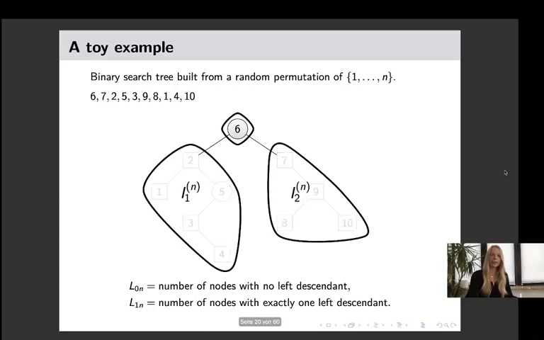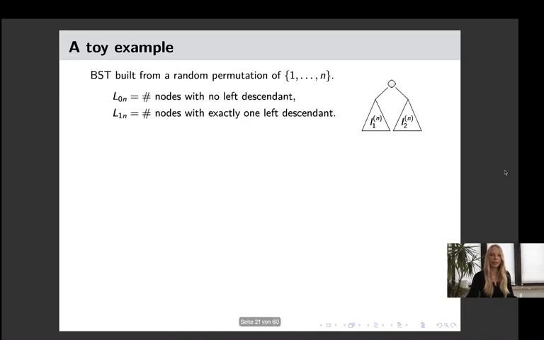So to formalize this, we now denote by I1n and by I2n the sizes of the two subtrees of the root. And as we want to study the two quantities multivariately, we denote by Yn the two-dimensional vector consisting of these two quantities. Then, with this notation, we can write down a two-dimensional recursive relation for Yn.